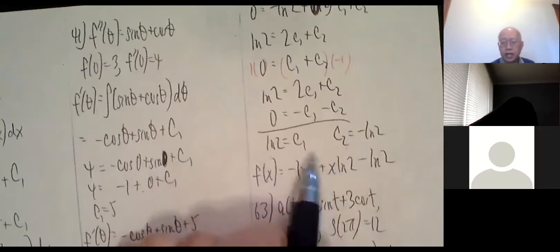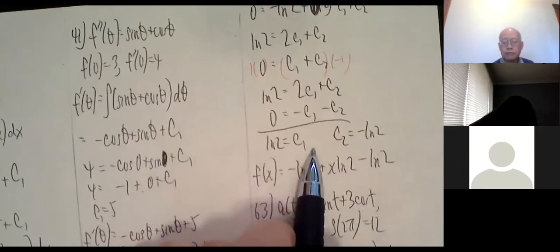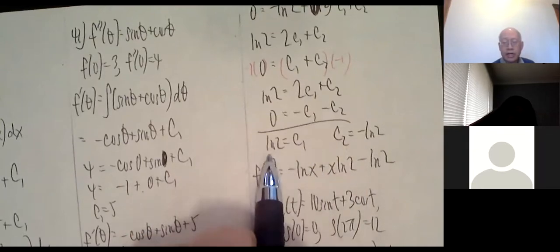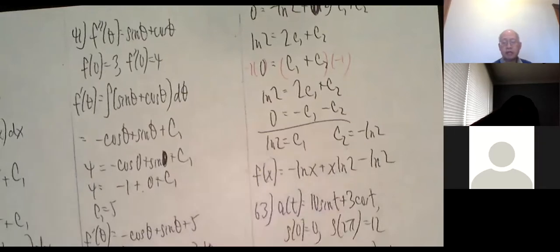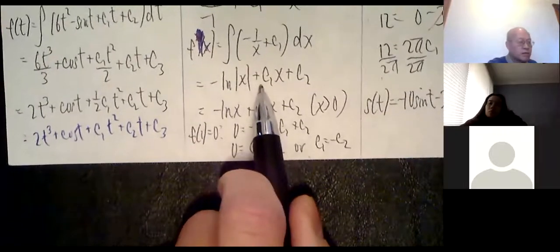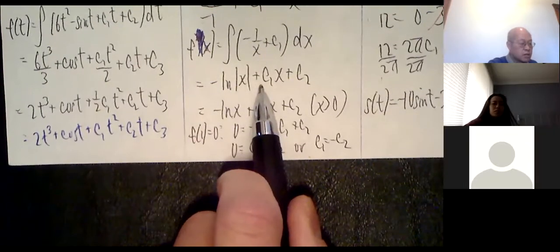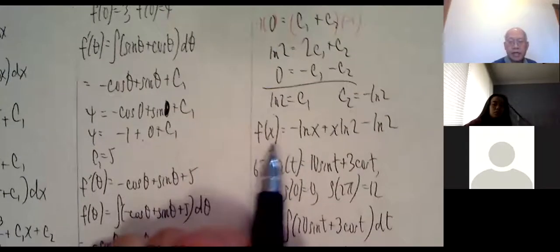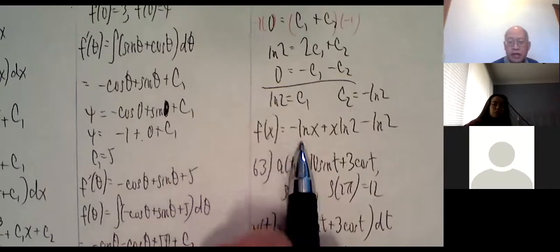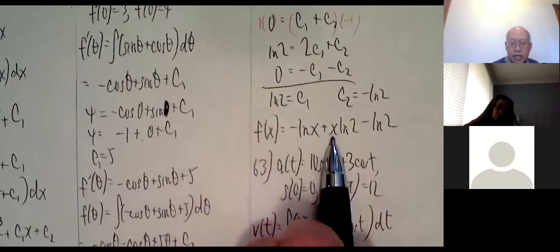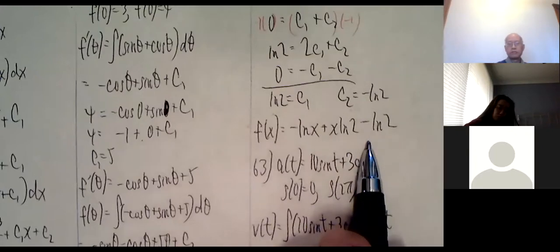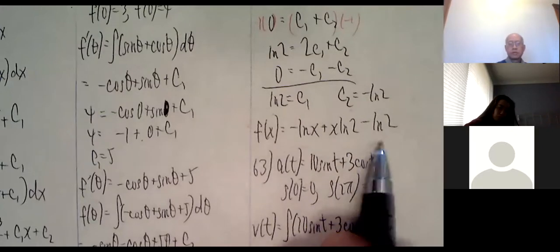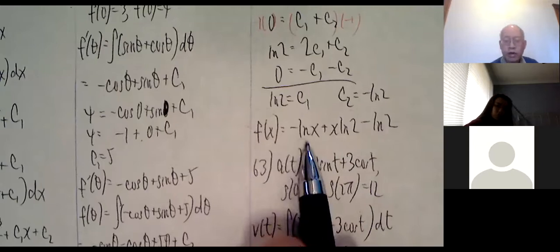Okay, so we solved for the constants. They were a little bit awkward. So C1 is natural log of 2. C2 is negative ln 2. Take the C1 and C2, plug it back into there, ln 2, and there, negative ln 2. And then I'm done. So finally, my answer is f of x equals negative natural log of x plus x ln 2 minus ln 2. So this is one and only one function.